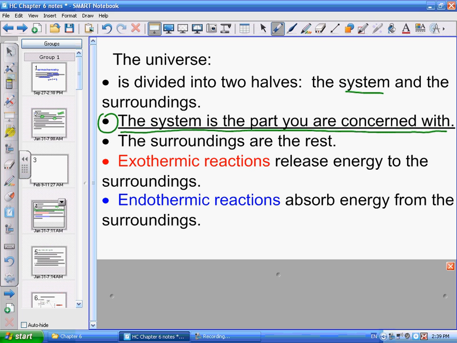Okay? The last couple of things that I want to talk about as far as an introduction goes are exothermic and endothermic reactions. Exothermic reactions release energy to the surroundings. In other words, since it's releasing heat to the surroundings, the surroundings should get a little bit hotter. And endothermic reactions are the opposite. If this one released heat, then this one absorbs it, so the surroundings should get a little bit cooler.